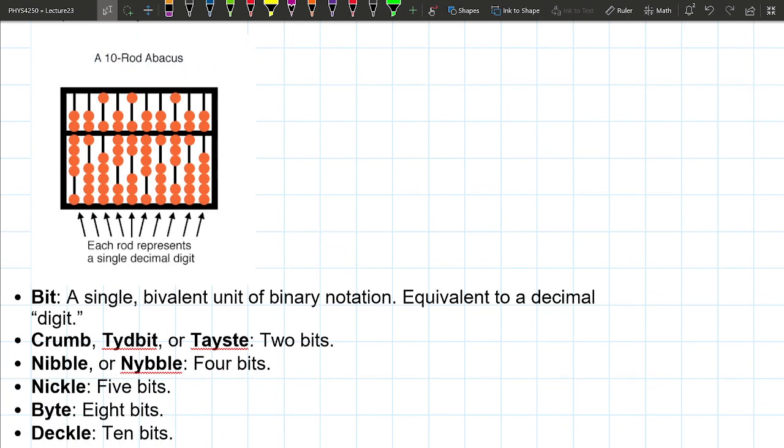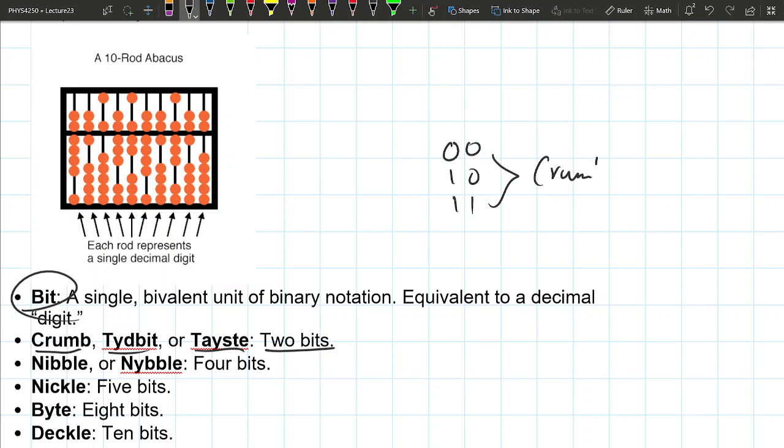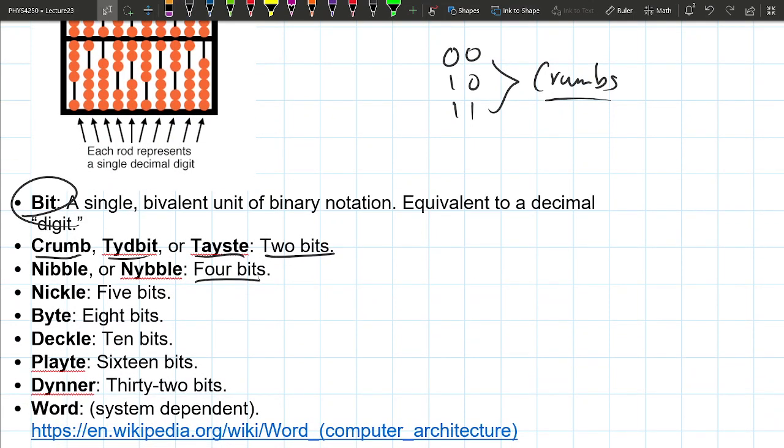Bit grouping. The last thing I'll talk about is that besides bits, people have these words called crumbs or tidbits. It's basically 2 bits. So if you have a number that's 00, 01, 10, or 11, these are the different crumbs you can have. If you have 4 bits together, because it goes up by powers of 2, of course, it's called a nibble. 5 bits is called a nickel, because a nickel is 5 cents.